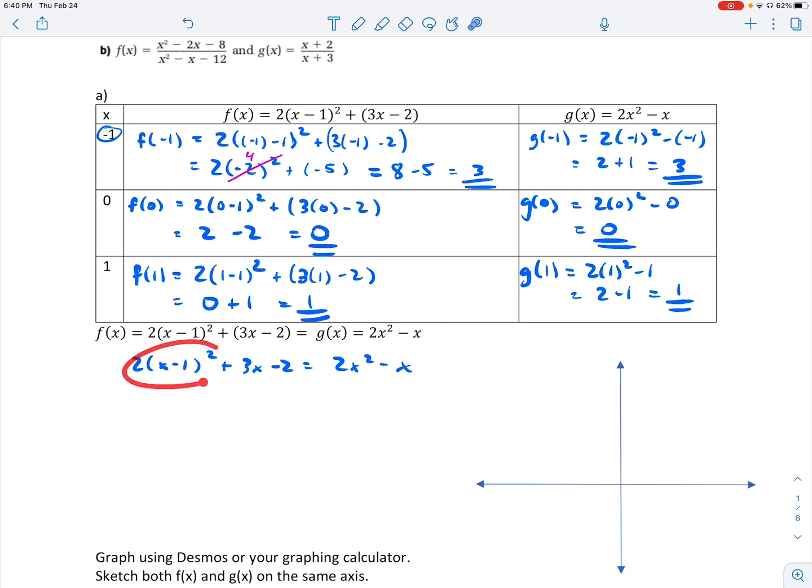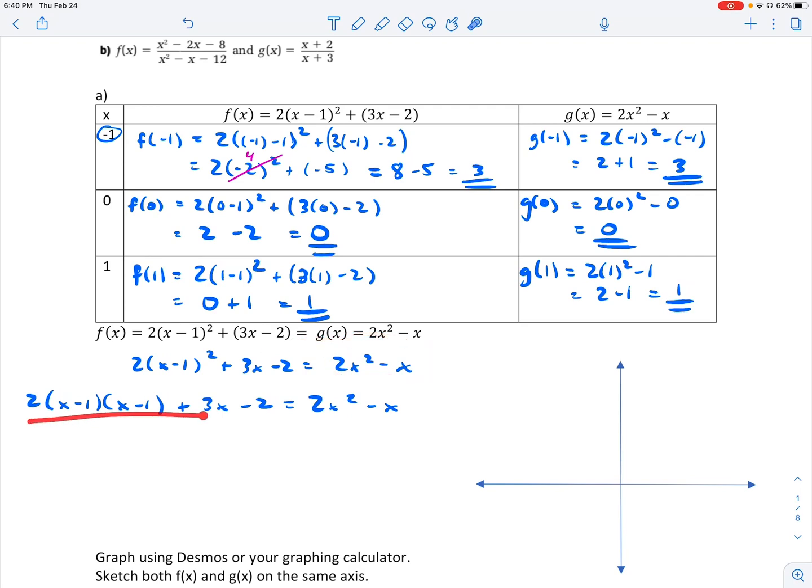So we're going to have to take care of this guy right here. This binomial squared, we're going to have to do some FOIL for that. So this will be 2 times x minus 1 times x minus 1. Then we have plus 3x minus 2, and this is equal to 2x squared minus x.